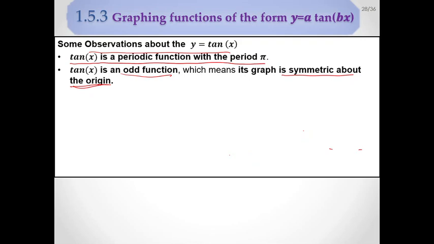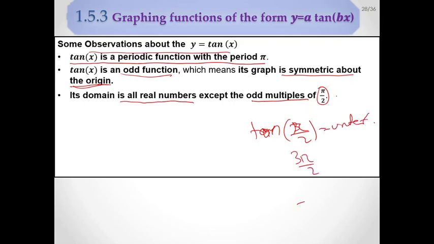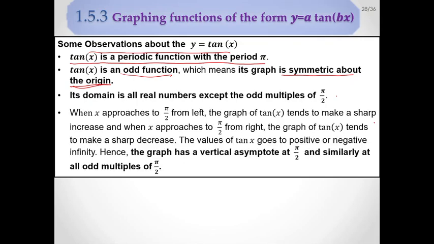And the other thing is, its domain is all real numbers except odd multiples of pi over 2. So we have to be careful because tangent is undefined for pi over 2, 3 pi over 2, and minus pi over 2. They're all undefined. At these points, you cannot find a point on the graph corresponding to these x values. Now that's an interesting property, and this is normal for tangent.